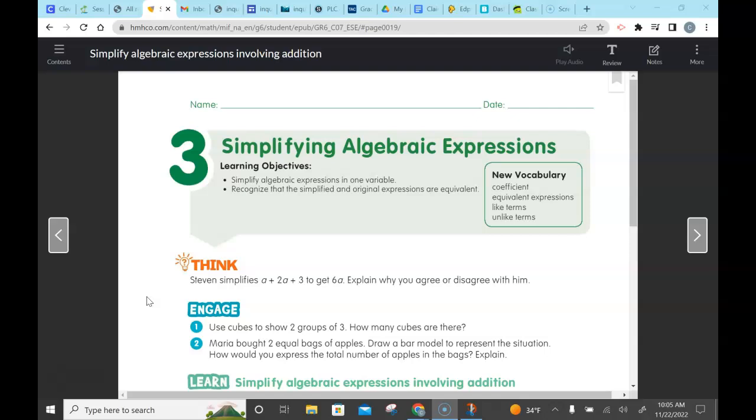So this concludes the video on simplifying algebraic expressions. So we looked at simplifying algebraic expressions in one variable, and then also recognizing that the simplified and the original expression are equivalent. Remember, in order to have an equivalent expression, the left side of the equation and the right side of the equation need to equal each other. So please let me know if you have any questions as you begin working through simplifying algebraic expressions.